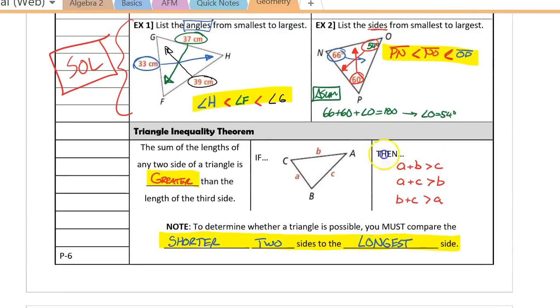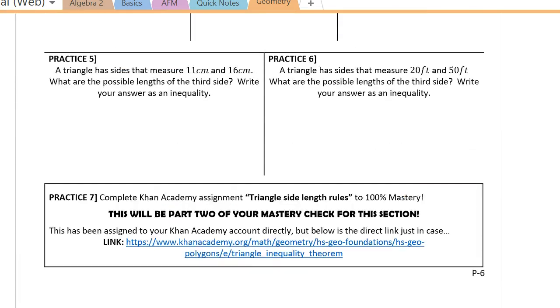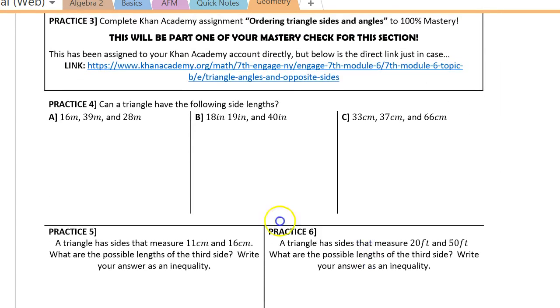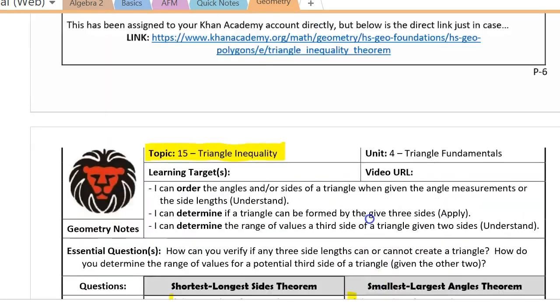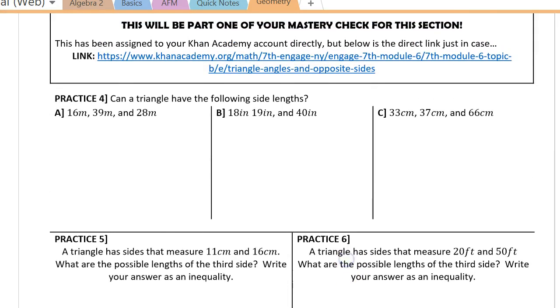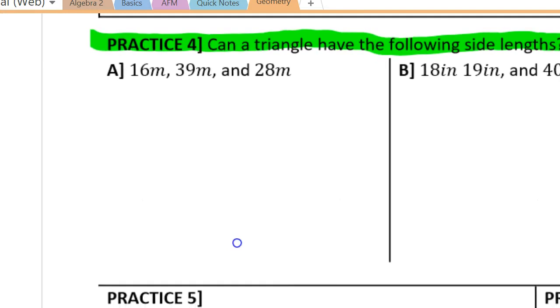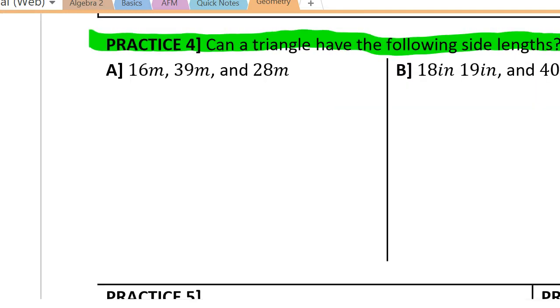So let's take a look at practice 4. All 3 problems have the same directions: can a triangle have the following side lengths? Using the triangle inequality theorem, it says that the sum of any 2 sides of a triangle must be greater than the third remaining side. So I'm going to go ahead and write all 3 of those inequalities.